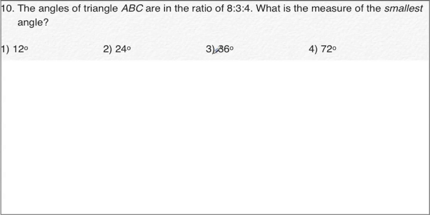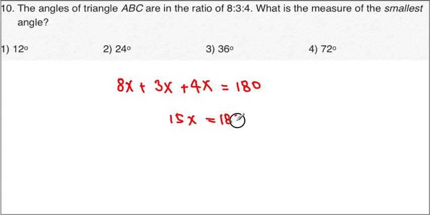Number 10. In a triangle, the angles are in the ratio of 8 to 3 to 4. That means we can easily write out 8x, 3x, and 4x should be the measures of those three angles. But when you add them up, since it's a triangle, we have to realize that must be equal to 180. If you combine them, we get 15x must be equal to 180. When you divide by 15 from both sides, x will be equal to 12.